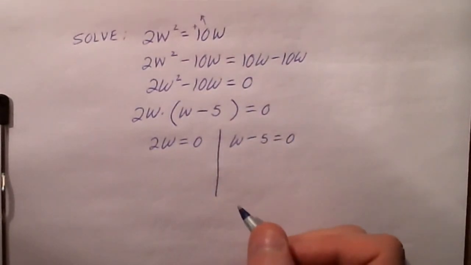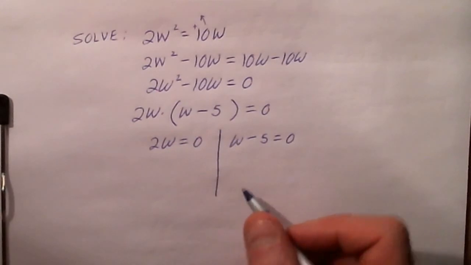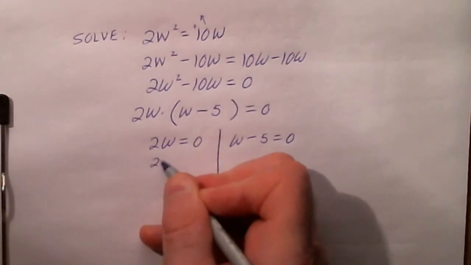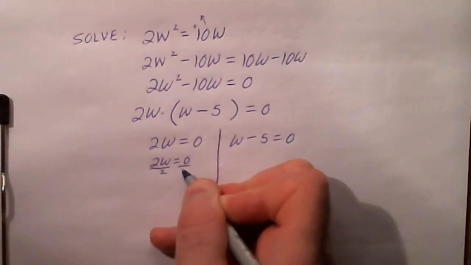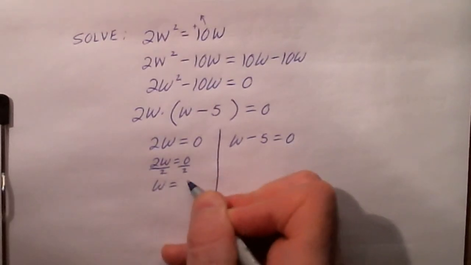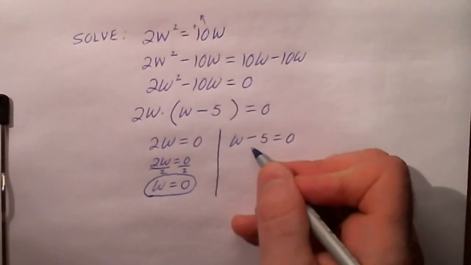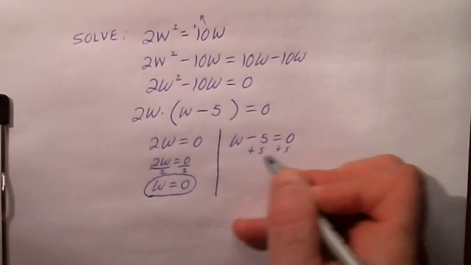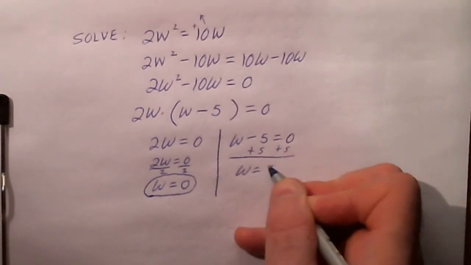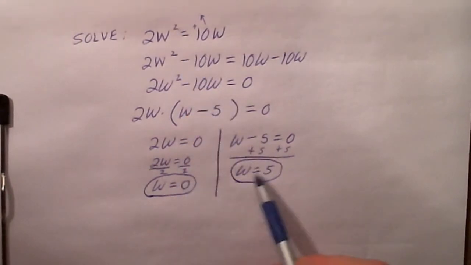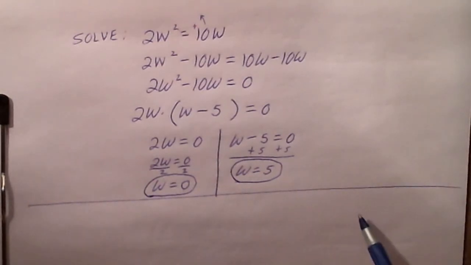And all that remains now is solving these two first-degree equations to get our two solutions to the second-degree equation up here. The first equation is easily solved by dividing both sides by 2. And 0 divided by 2 is 0, so 0 is one solution to our second-degree equation up here. And the other solution is found by adding 5 to both sides of our equation, in which case we get W is equal to 5. And we are done. So the two solutions of the second-degree equation are 0 and 5. So we're done with that problem.